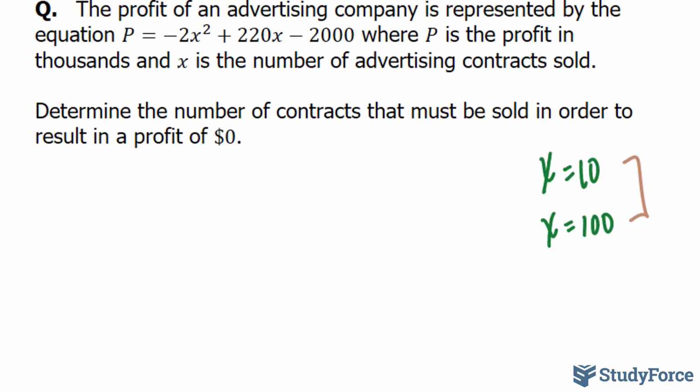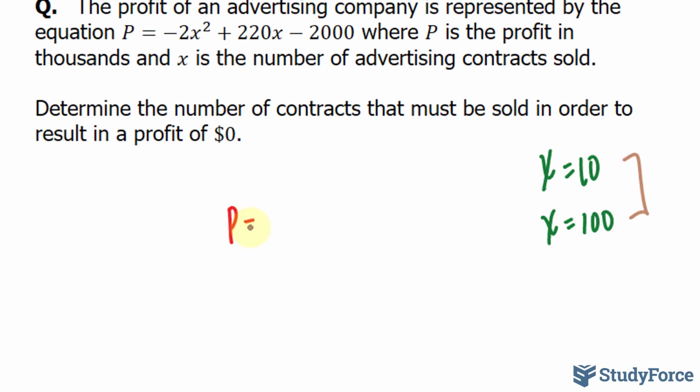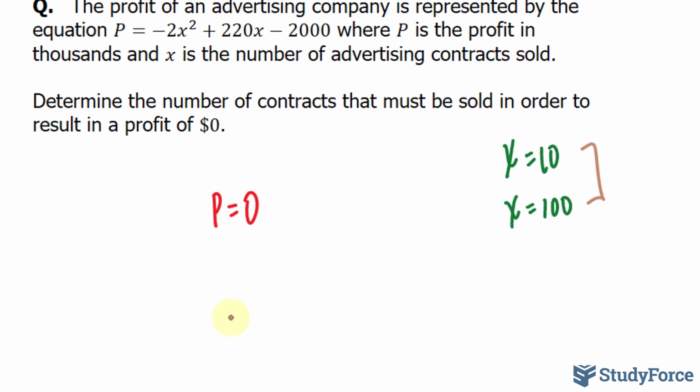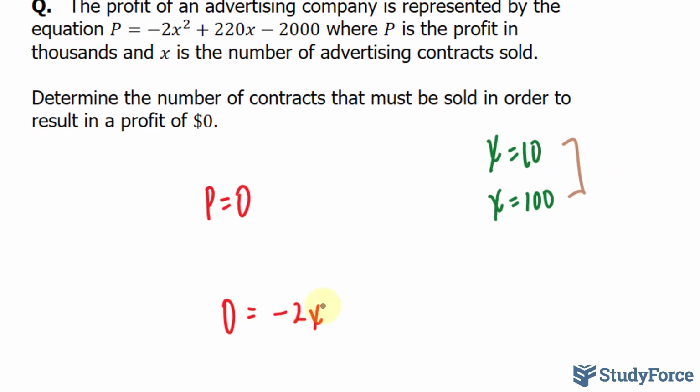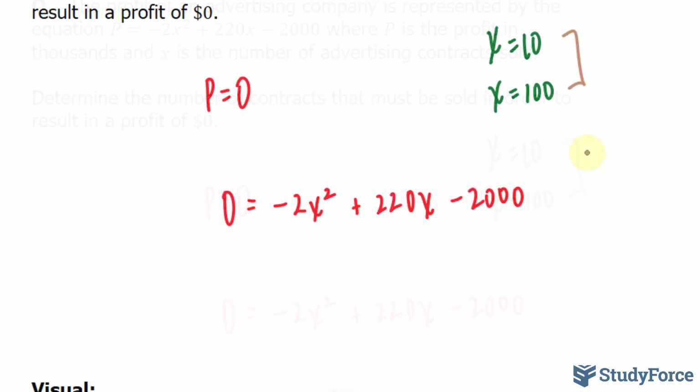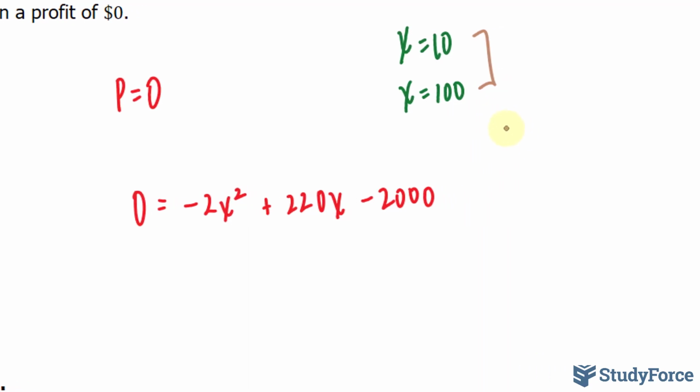Let's get started. The first thing that you want to do is set p equal to 0. So in our equation written up here, we'll write down 0 is equal to negative 2x squared plus 220x minus 2000. Because there are two instances of x, that is, this term has an x and that term has an x, we can't simply solve this by moving around terms and isolating for x that way. Instead, we'll use the quadratic formula, which is a formula designed to simply give you the values of x that we are seeking. Here's what it looks like.